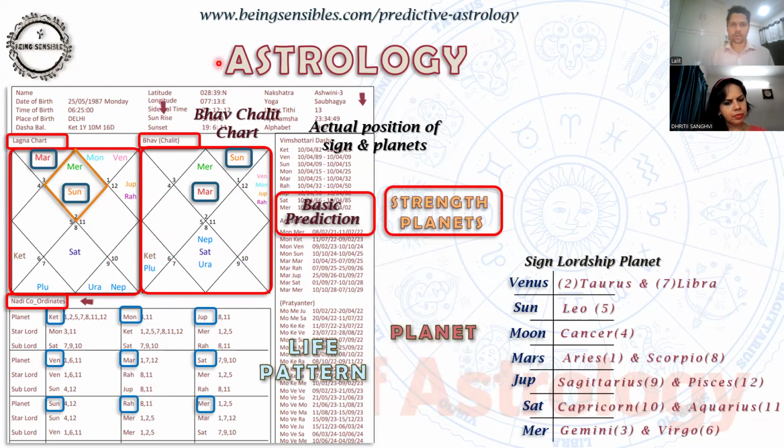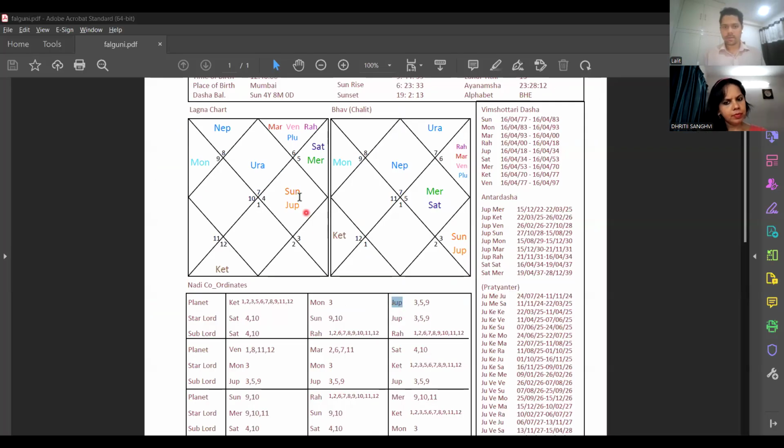So I'm going to take your case study, sorry, your chart. As you can see in the Lagan chart, you have the Sun in the 10th house, but it is in the 9th house in Bhavchalit. Likewise, your Mars, as per the Lagan chart, is in the 12th house, which many people call Mangal dosha, but it actually impacts you in the 11th house.